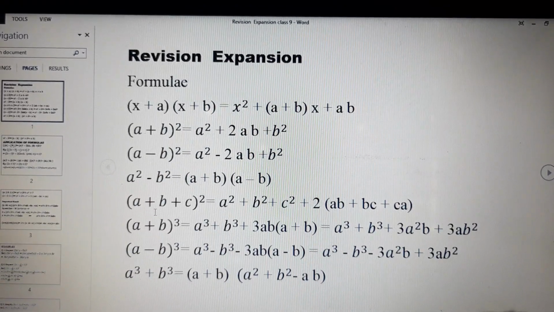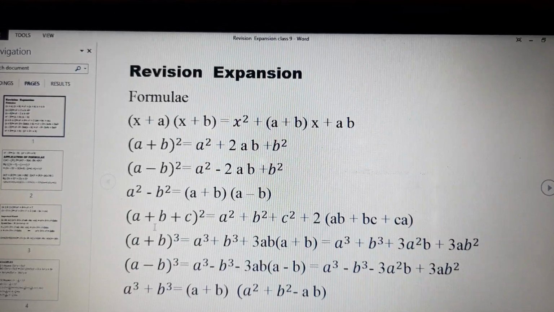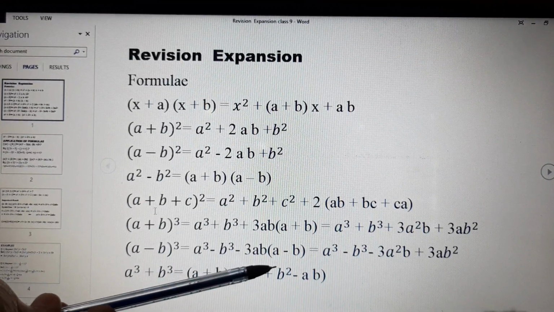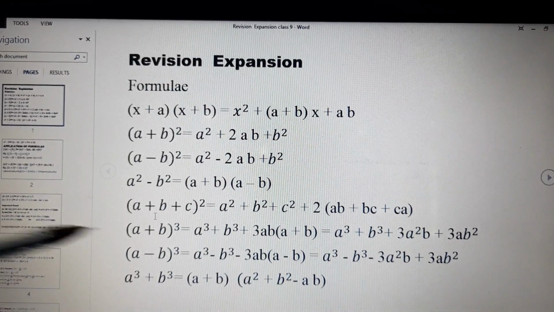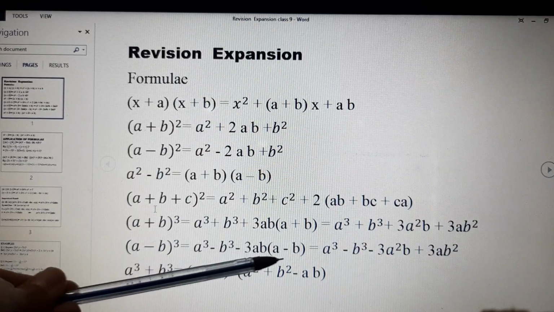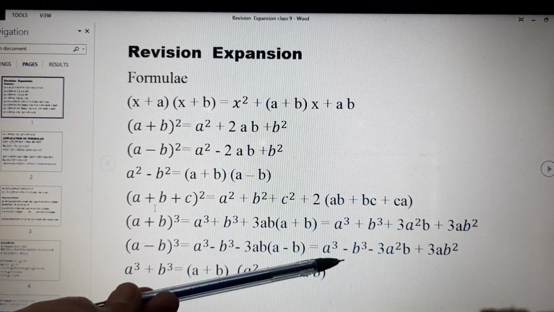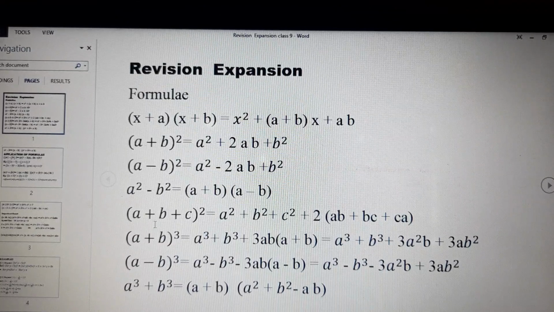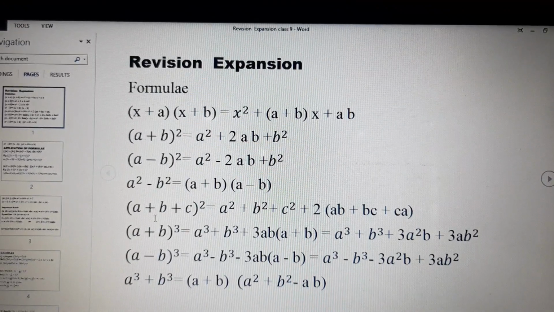Likewise, the (a - b) whole cube formula. In the (a - b) whole cube formula, everywhere we will have a minus sign. Clear? We will write a cube minus b cube minus 3ab within a bracket (a - b). When you open the bracket, what will happen? a cube minus b cube minus 3a square b and minus minus plus 3ab square. So if you are going to use this formula directly, then you have to remember that the 3ab square term will be positive and b cube and 3a square b will be negative. Now moving on to the next formula.